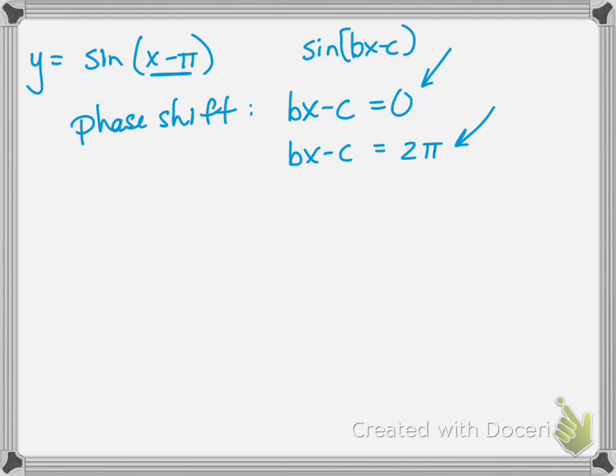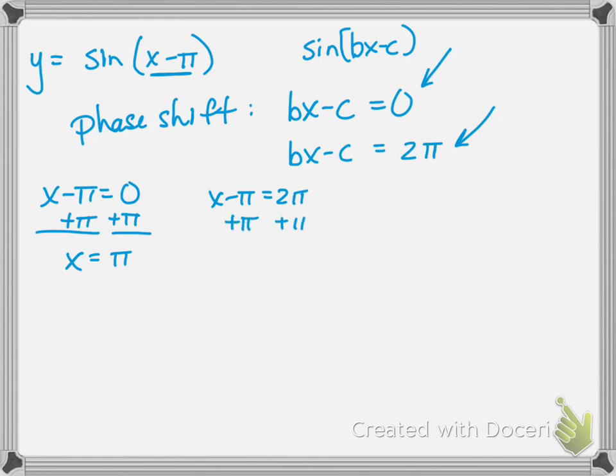So if we do bx minus c equal to 0, it'd be x minus pi equals 0. So add the pi to both sides, and you figure out that you're going to start at pi. And then x minus pi equal to 2 pi. You add the pi to both sides, and you realize you're going to be ending at 3 pi. Sometimes it is a lot easier to think of it as one big group there with the phase shift. In fact, often when you have a b other than 1, you need to look at them together.